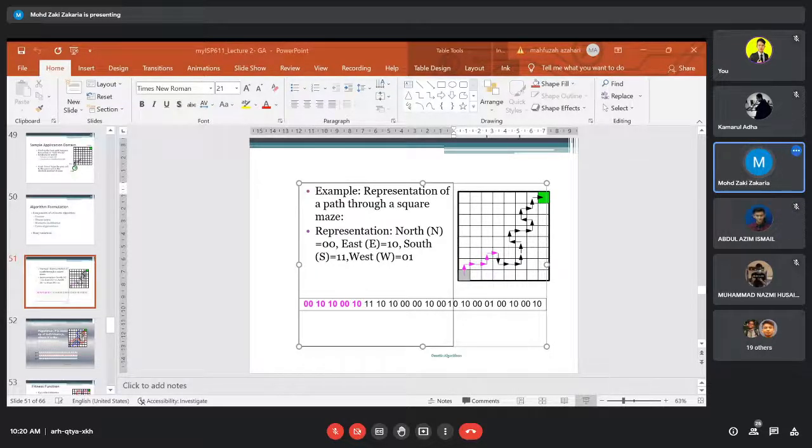Okay, and then how to solve this problem using a genetic algorithm? So first we consider the population. We set the number of population. For this case, we set 4, but here we just show 3 chromosomes to reach the goal.